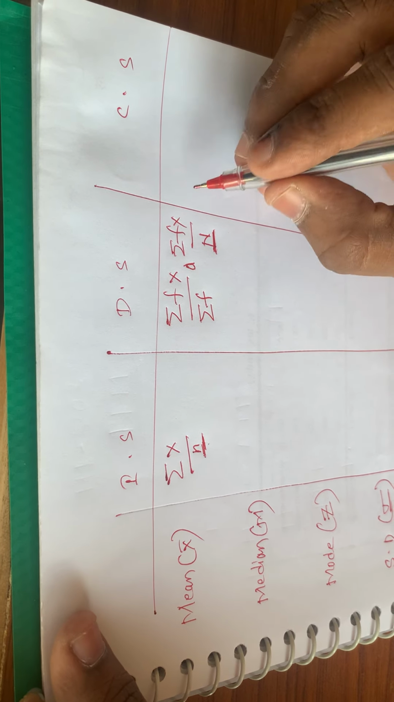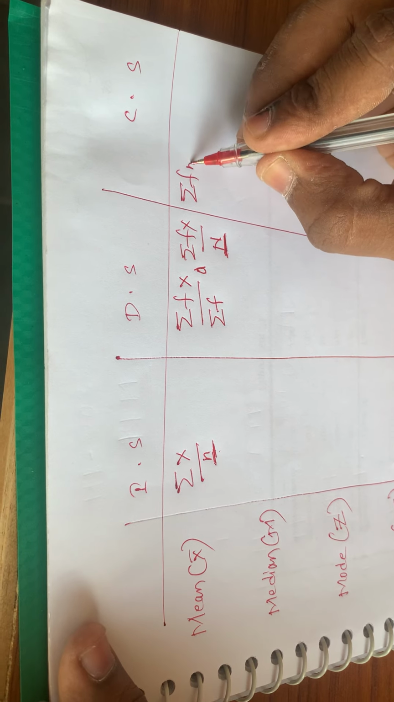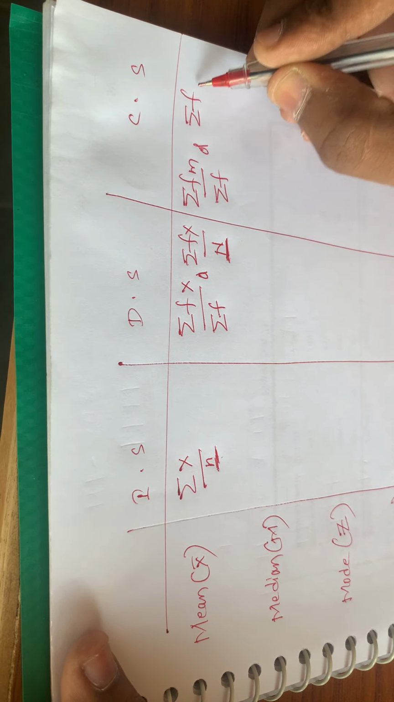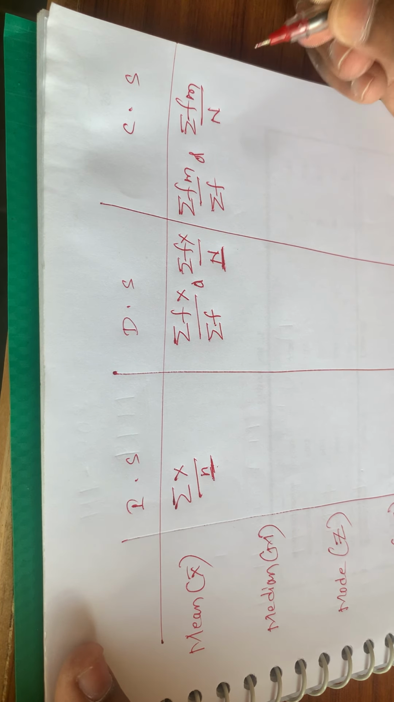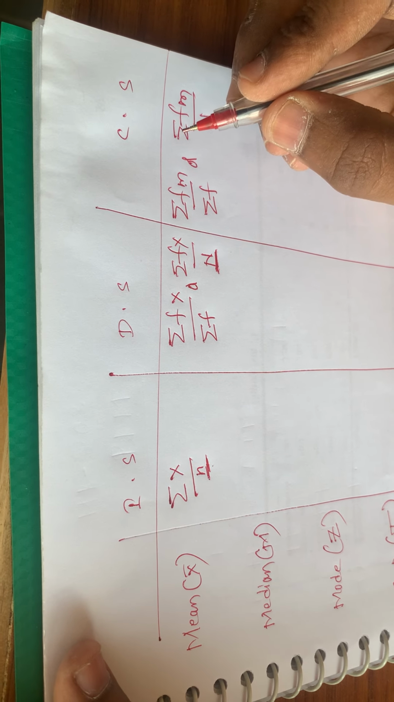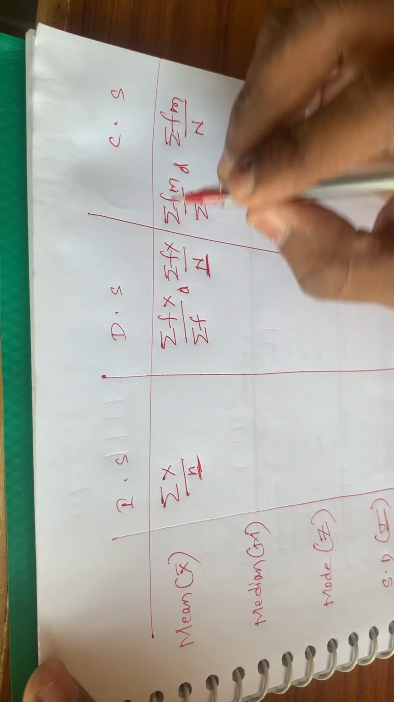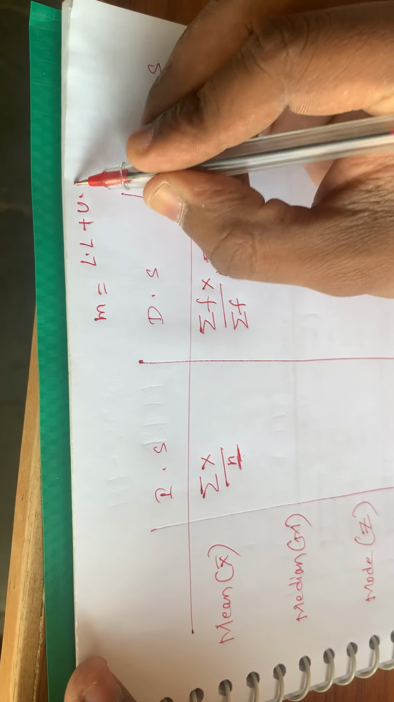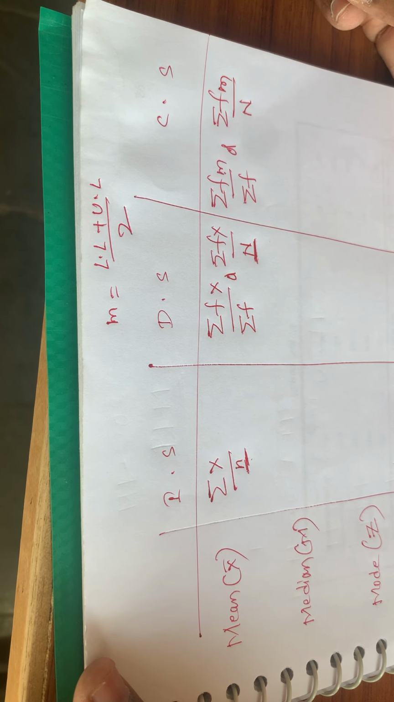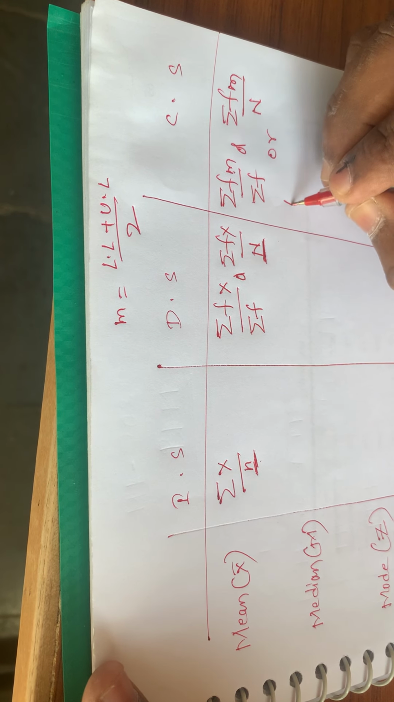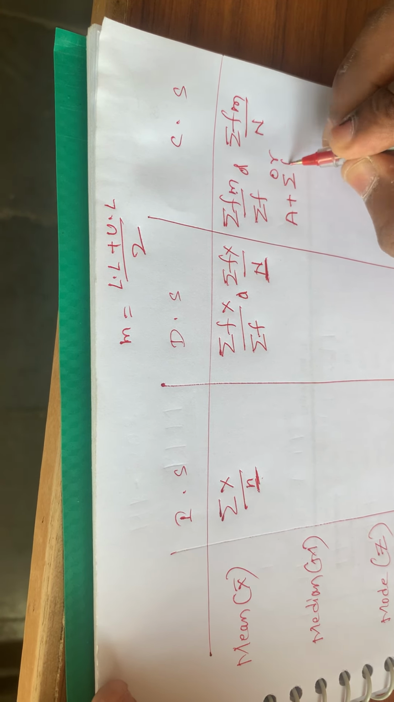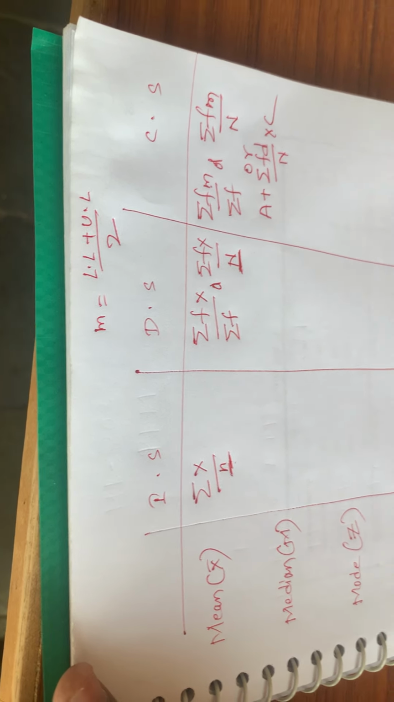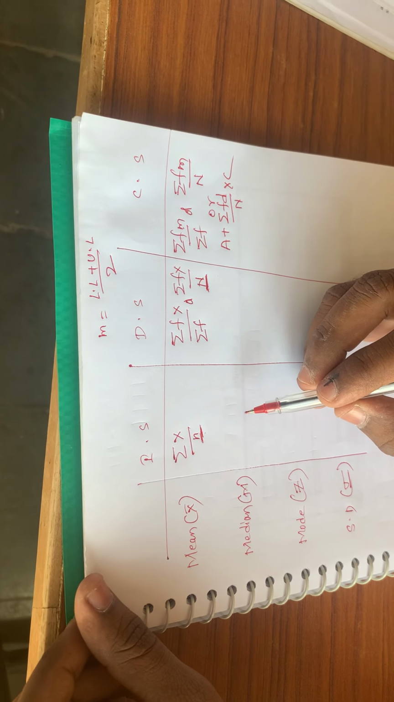Next coming to continuous series, summation fm divided by summation f, or summation fm divided by n. Here m is the mid value. The mid value equals the average of the limits, that means lower limit plus upper limit divided by 2, that is m. Or a plus summation fd by n into c. So these are the formulas for mean for individual, discrete and continuous series.